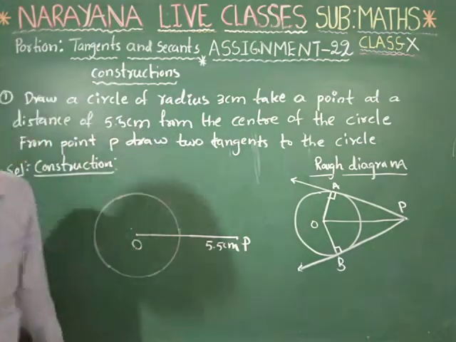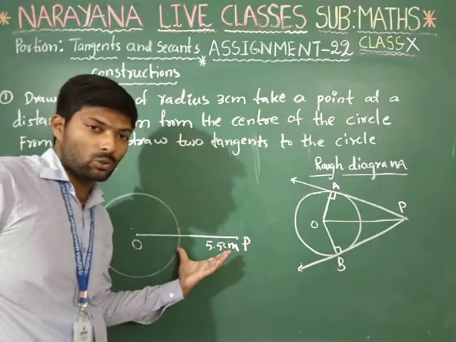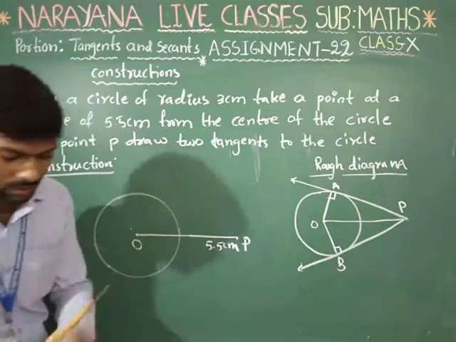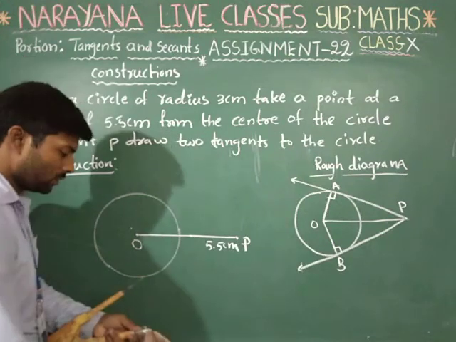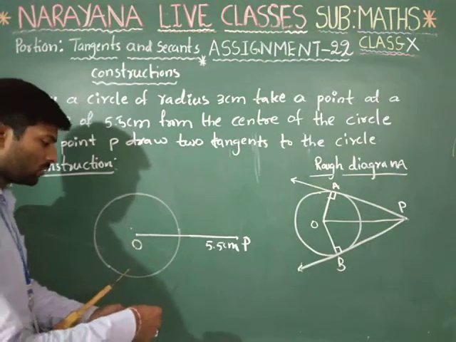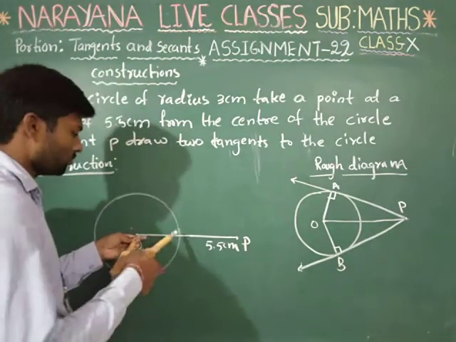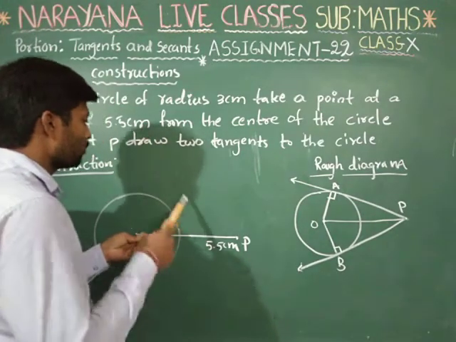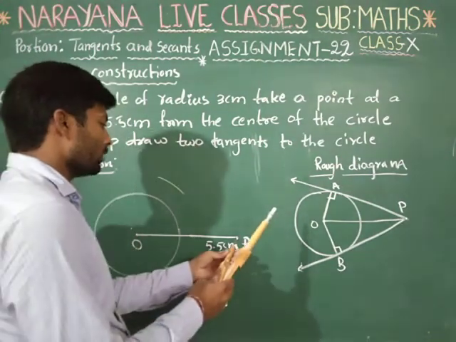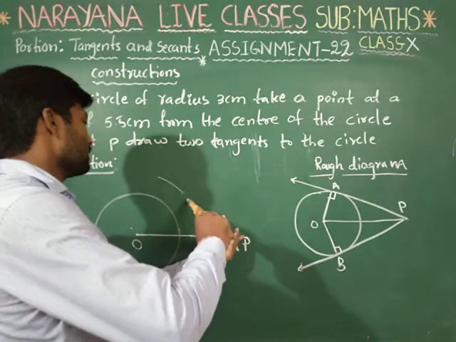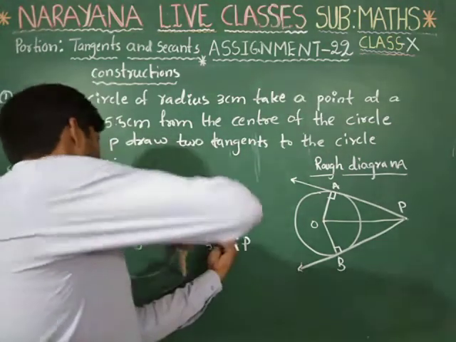Now we have to draw the perpendicular bisector of OP. So by taking more than half of OP as the radius, from point O draw an arc up and down. Again with the same radius, take point P as the center and draw arcs up and down.